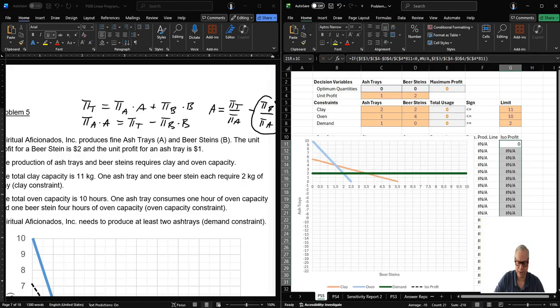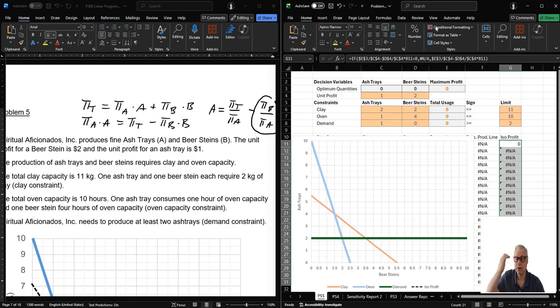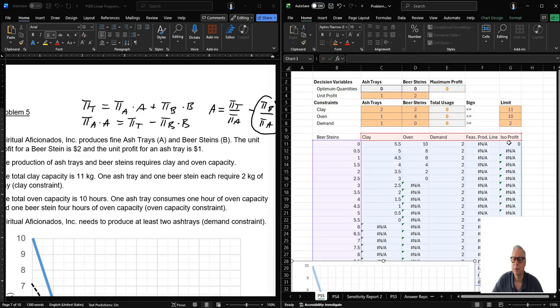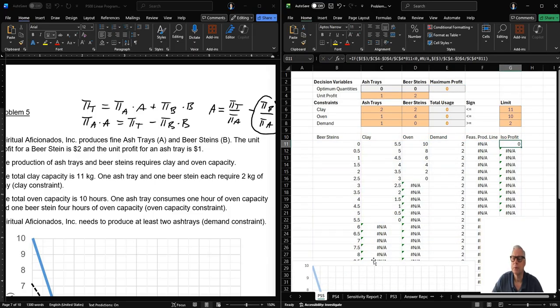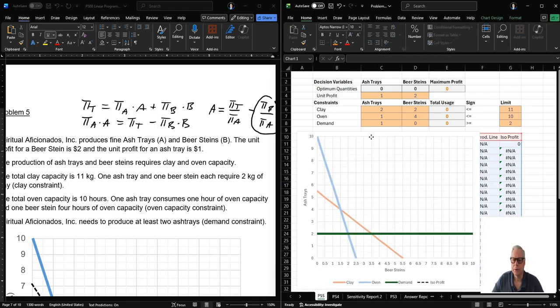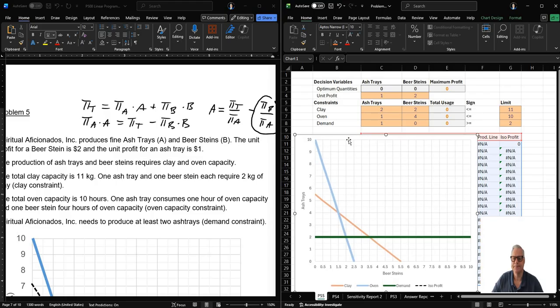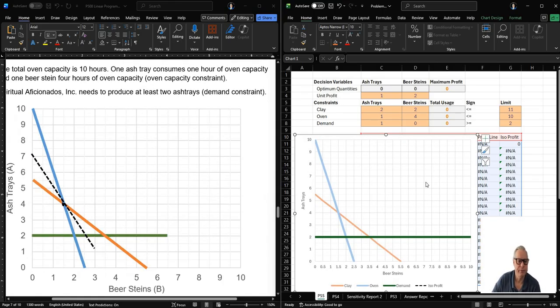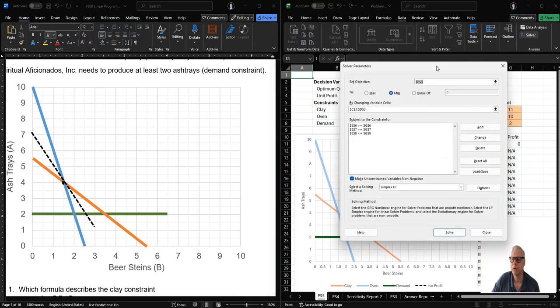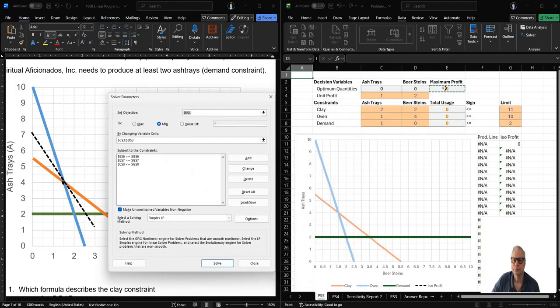And then we copy down that formula. Let's see if I made a mistake here. Okay, so it's okay. So now let's see what we get in Excel. So we go to Data, Solver. Okay, yeah, this is my maximum profit.